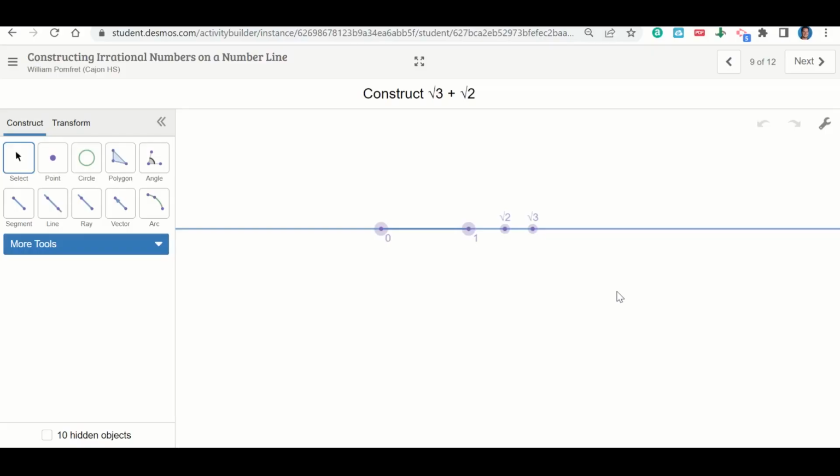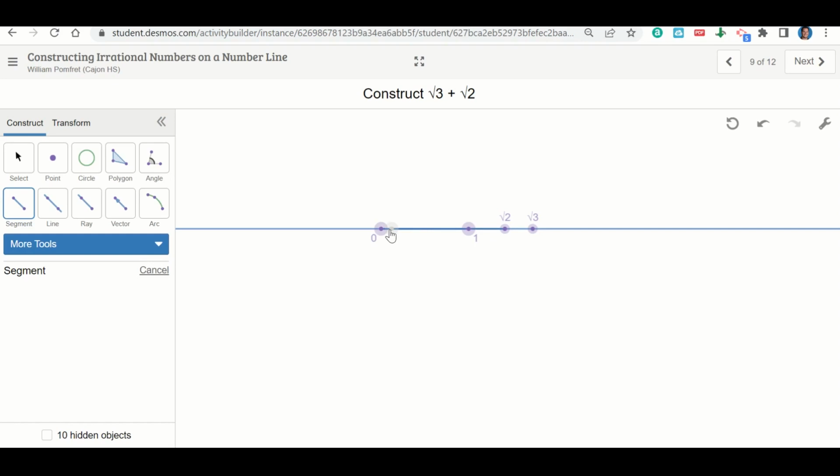Let's talk now about how to add 2 square roots on the real number line. So in this one, we're going to add square root of 3 plus square root of 2. Well, what we should notice is we have a square root of 3 here and a square root of 2 here. So what we're going to do from there is we're going to go ahead and create a segment that goes from 0 to square root of 2. So that will give me a radius.